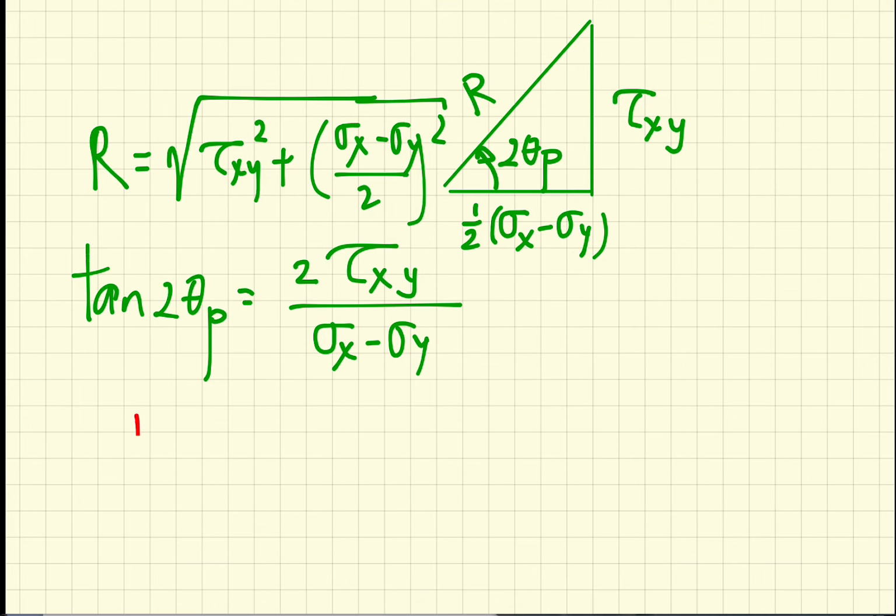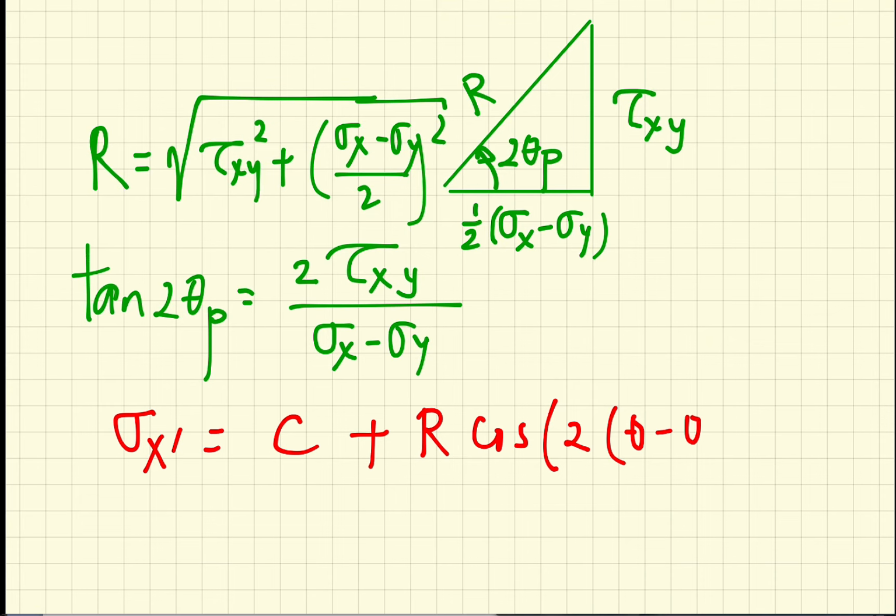So I have sigma x prime equal to c plus r cosine of 2 theta minus theta p, where now c is a constant and r is a constant, and theta p is an angle such that when theta is equal to theta p, we get the maximum of the cosine, which is 1.